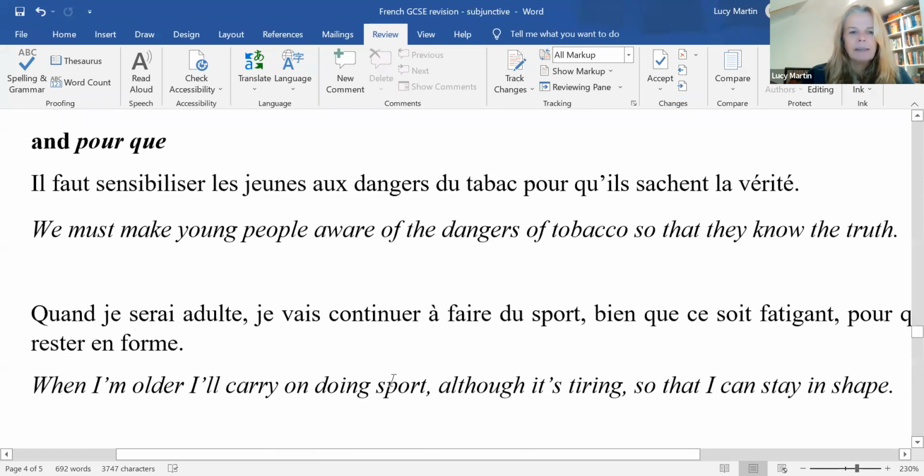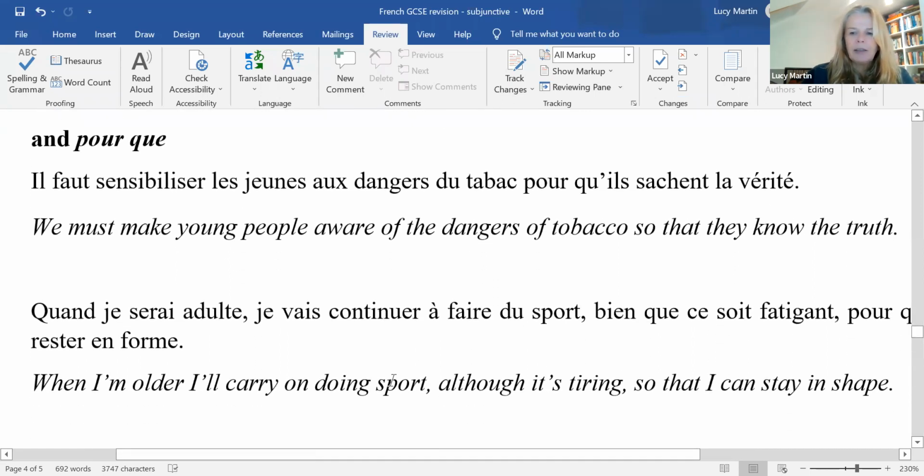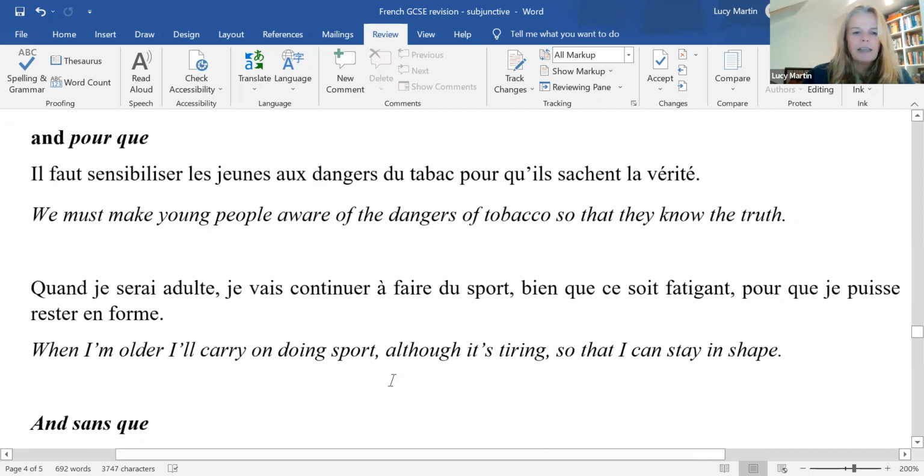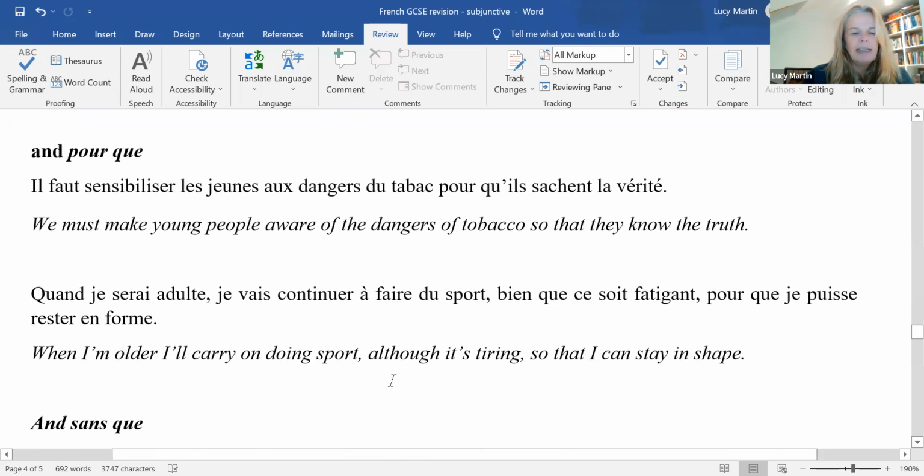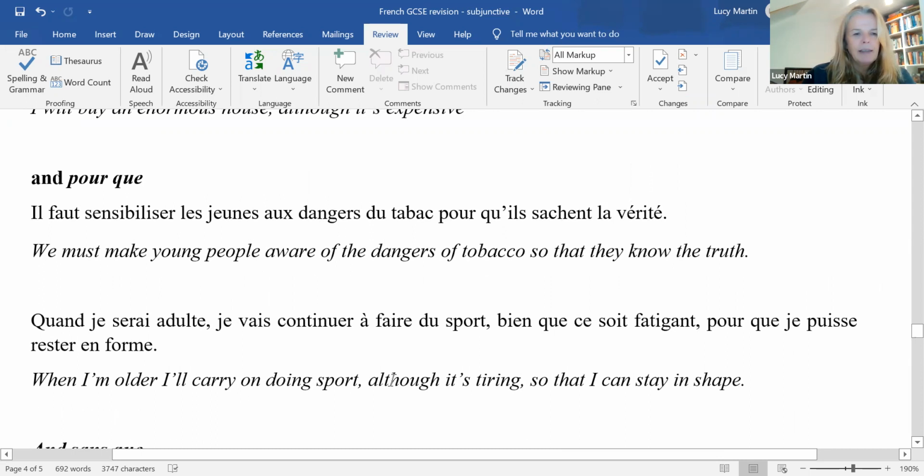Now, have a look at this. Pour que means so that, or more accurately, in order that. Il faut sensibiliser les jeunes aux dangers du tabac.